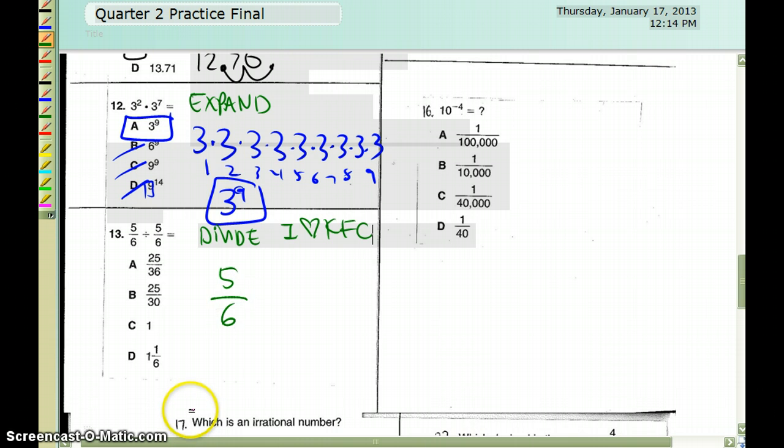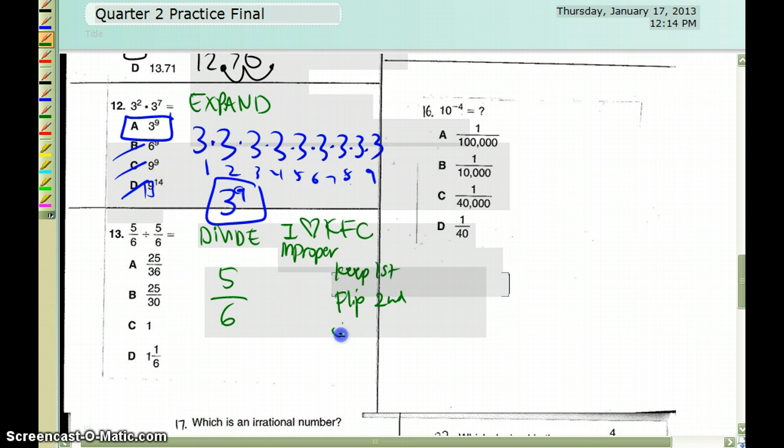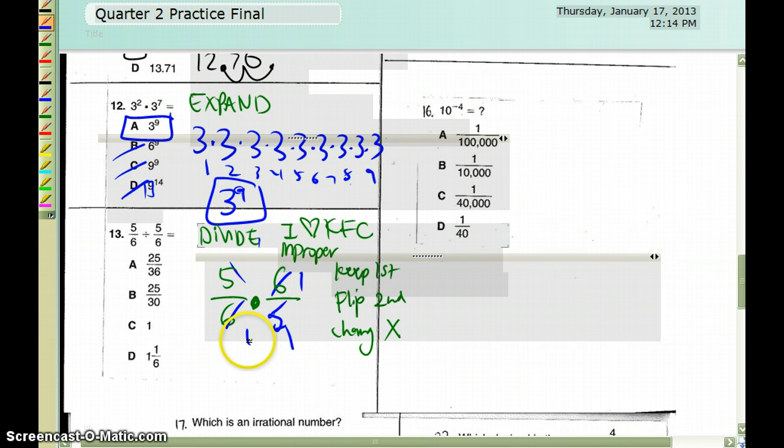So here, I means improper. No numbers need to be changed to improper. K means to keep the first, keep first. F means flip second. And C means to change to multiplication. So keep the first, flip the second, and I'm going to change to multiplying. Here I'm able to see that this becomes 1 when I cancel 1, 1, 1, 1, 1, 1, 1 times 1, 1 is 1.